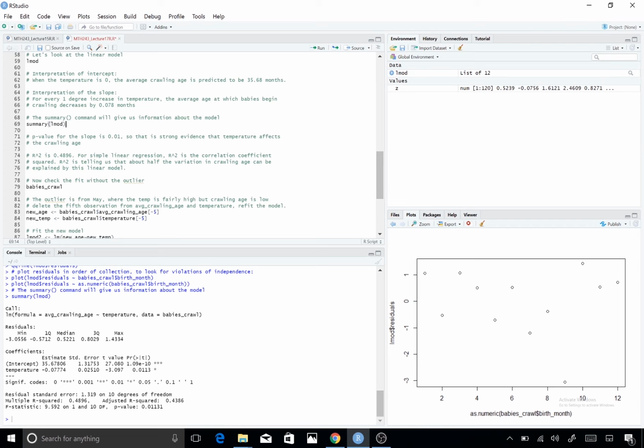Our R squared is 0.4896, which isn't great, but it's what I expected given the correlation coefficient. The correlation coefficient squared is R squared for simple linear regression.